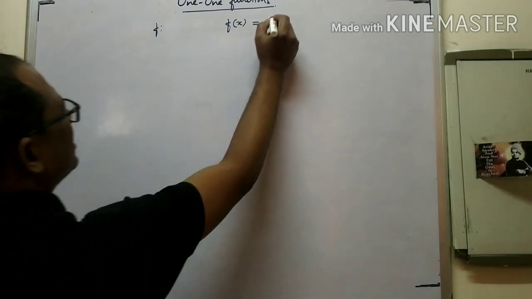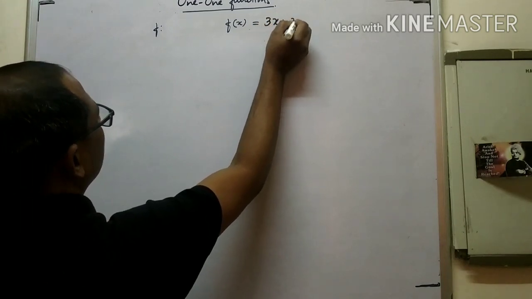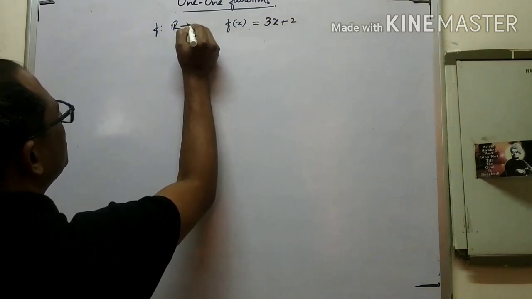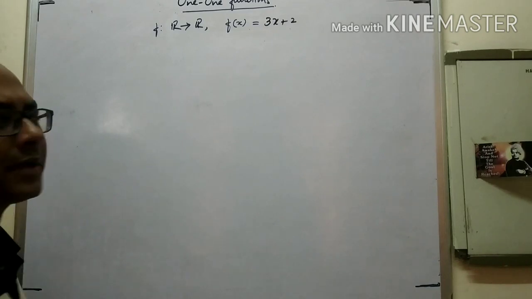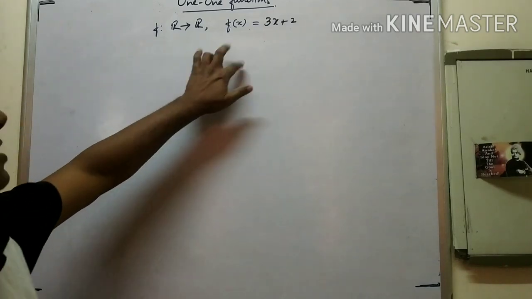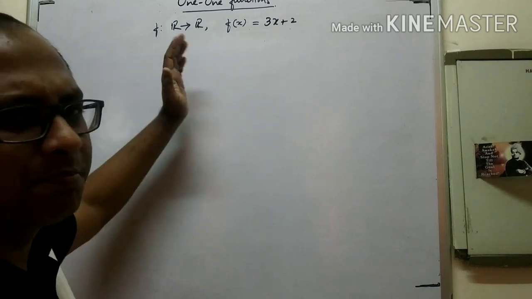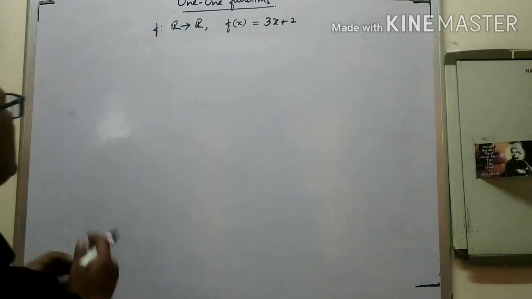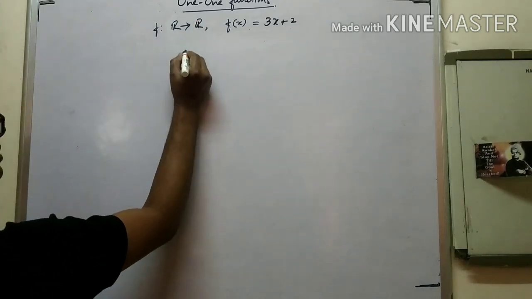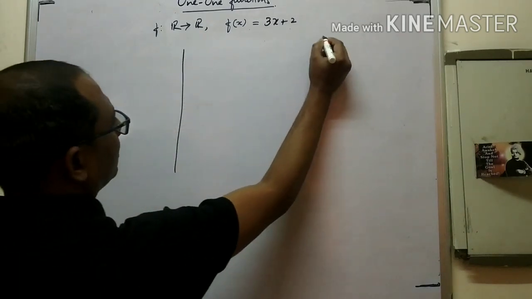f(x) = 3x + 2, f from R to R. This is the question to be discussed. Again, is it not very easy? We'll take simply, let me take again three methods, all the three methods.